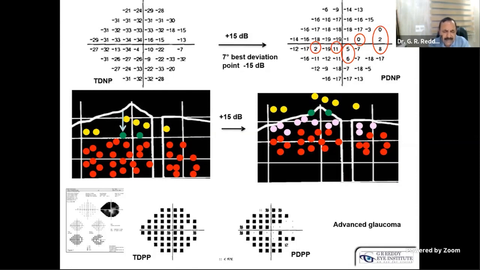Another most important thing is not only comparing the strategy. What are the fixation losses of the previous test, what are the false positives of the previous test, what are the false negatives of the previous test, what is the foveal sensitivity of the previous test, what is the size of the pupil of the previous test? All these things must be considered, not only the strategy.